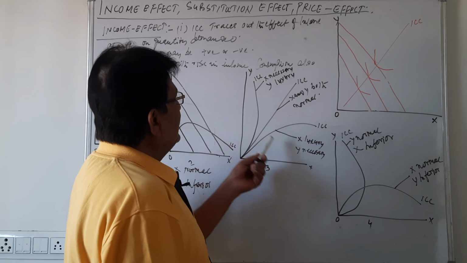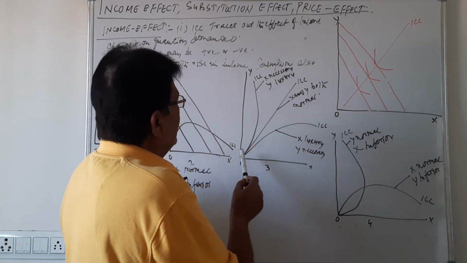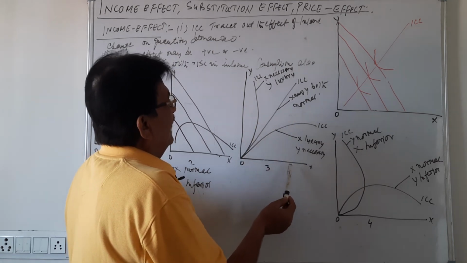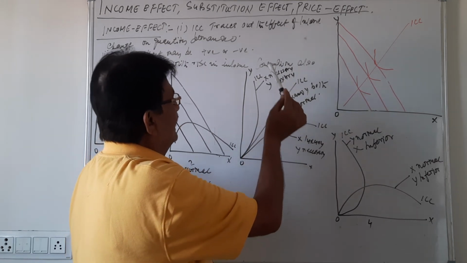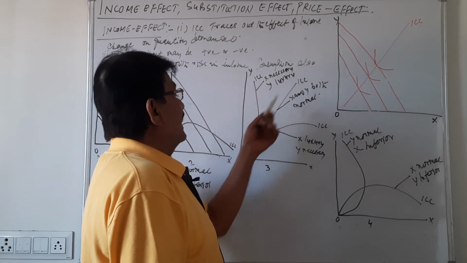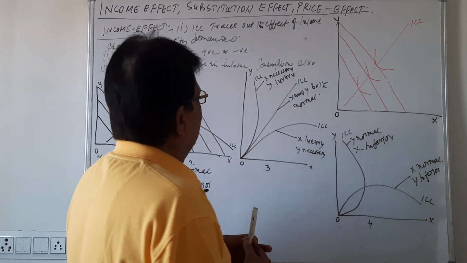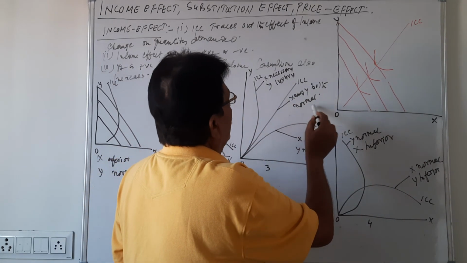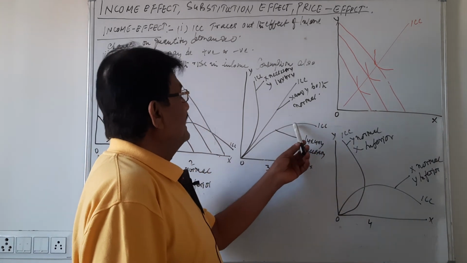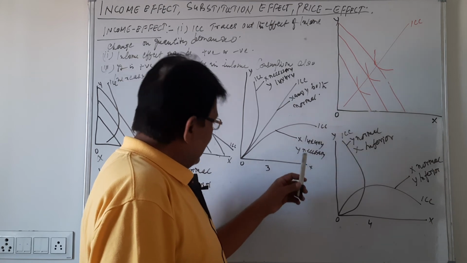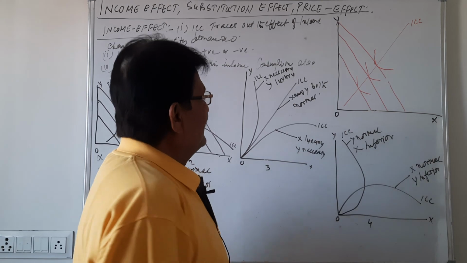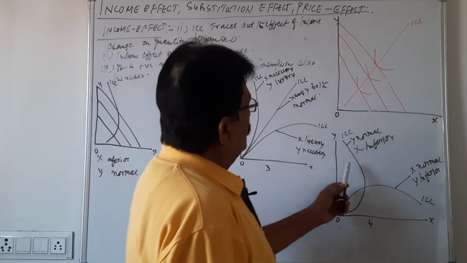Now here we have three ICCs of different slopes. This ICC, extreme left, explains that x is a necessary good and y is a luxury good. If the ICC originates from the origin and is a straight line, or linear, then it says that x and y both are normal commodities. And this ICC, if it is tilted towards the x-axis, explains that x is a luxury and y is a necessary commodity.